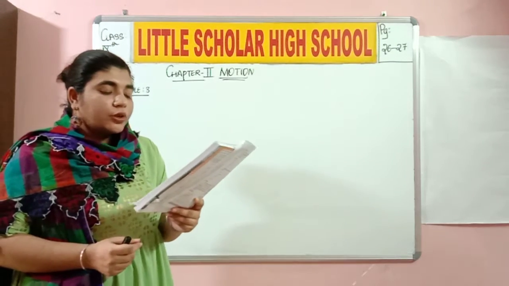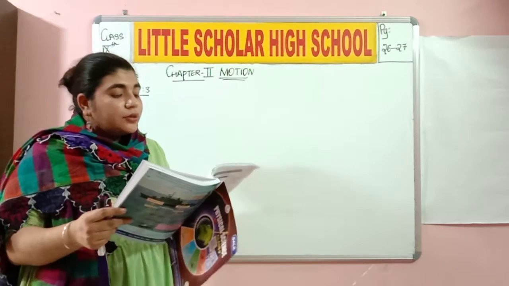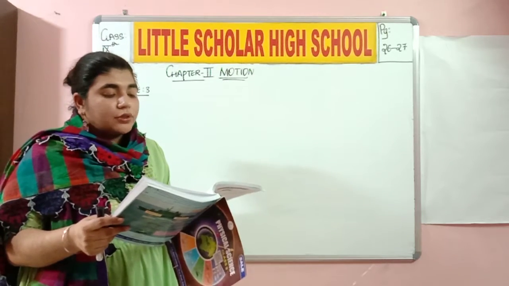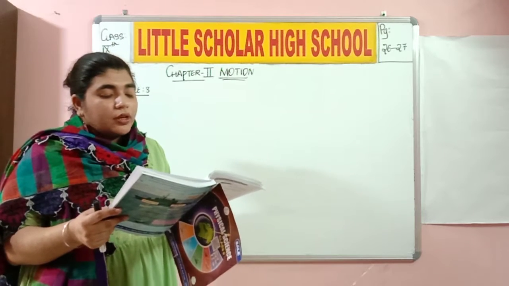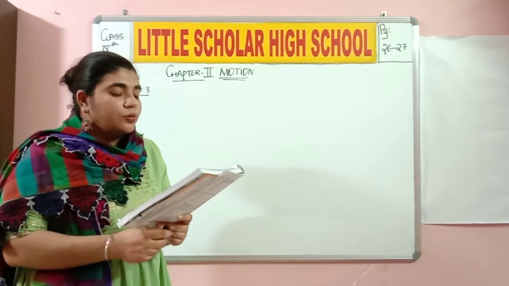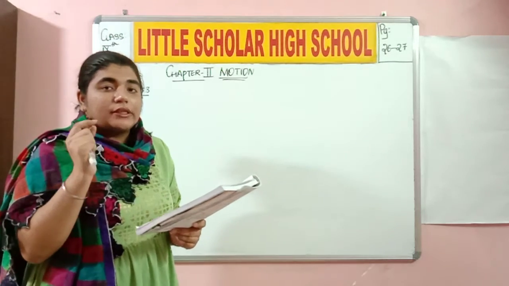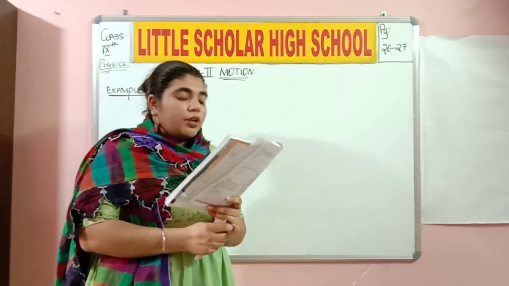I'll be continuing with page number 27 for class 9. We were done with two examples, example 1 and example 2. Example 3 is just like example 2. I want you to try it out, and I will be doing example 4 and example 5 and the rest of the objectives for you. Example number 3 will be given for homework. So for now, example number 4.